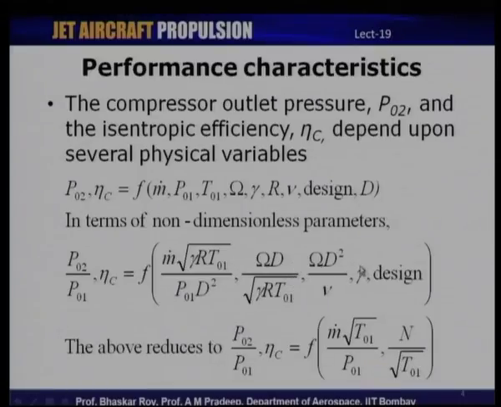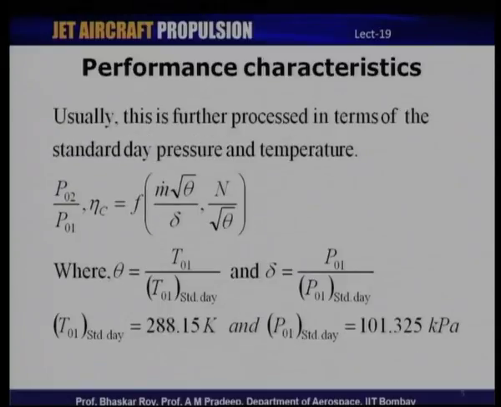This is because for a given compressor the diameter doesn't really change, and so omega d is N, and gamma and R are fixed. So, based on that we can reduce this set of non-dimensional parameters for a given design to P02 by P01 and efficiency as functions of m dot root T01 by P01 and N by root T01. This we will further reduce, and this is basically processed in terms of standard day pressure and temperature.